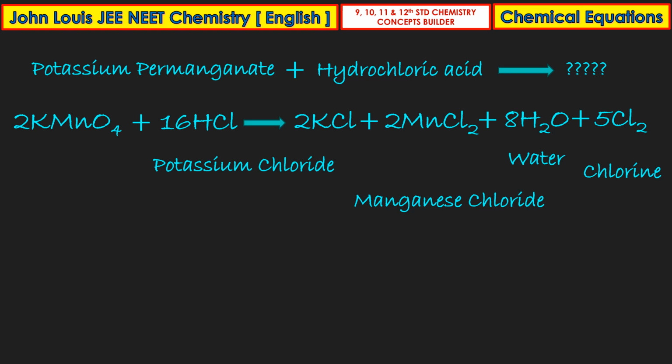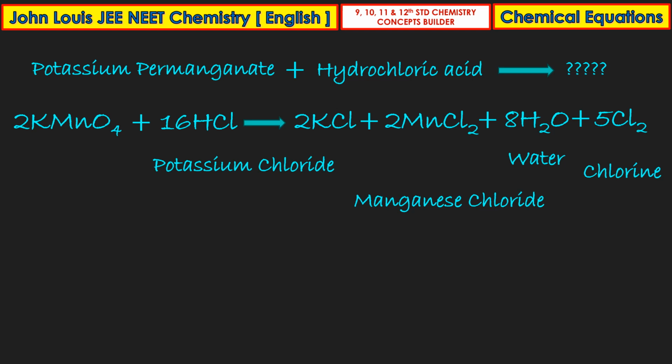Since potassium permanganate is an oxidizing agent, it oxidizes hydrochloric acid. How does it oxidize? By the removal of hydrogen. One of the definitions of oxidation is removal of hydrogen. The hydrochloric acid formula is HCl. Hydrogen is there that can be removed. Once hydrogen is removed from hydrochloric acid, what is remaining? Chlorine. So that comes as one of the products. So the last product is Cl2.